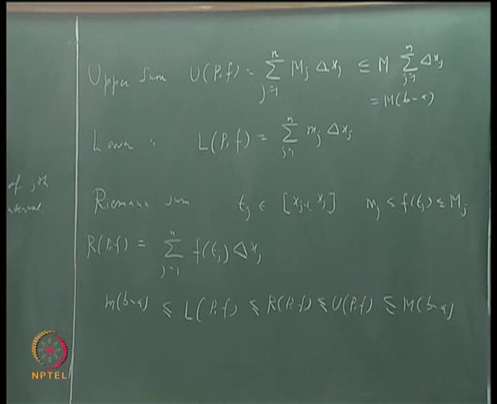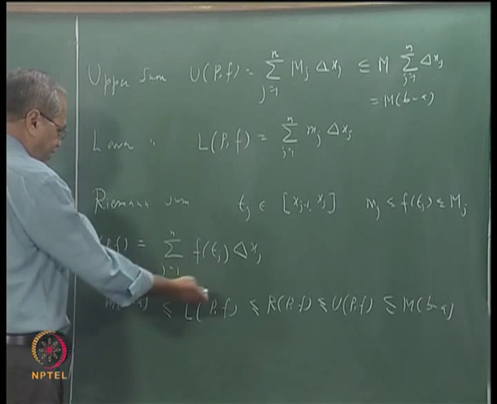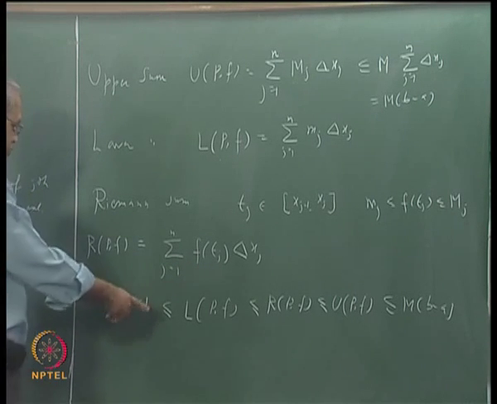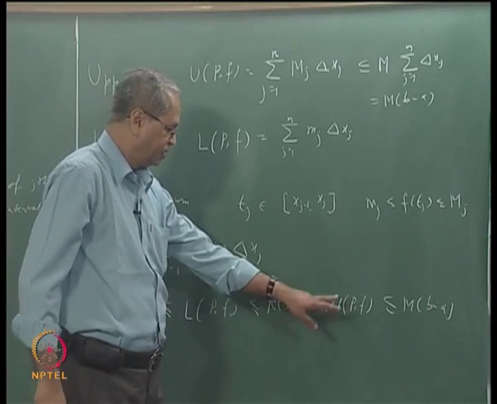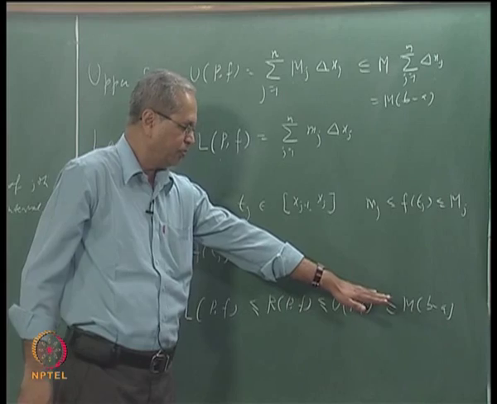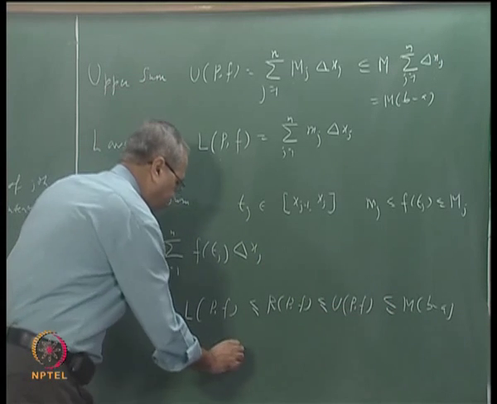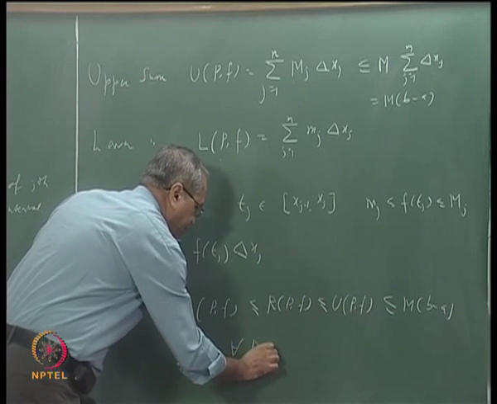This inequality is true for every partition, okay. This is true whatever be the partition, this we can say always. What is the inequality? That is small m into b minus a less than or equal to lower sum, less than or equal to Riemann sum, less than or equal to upper sum, and less than or equal to big M into b minus a, for every P in script P.